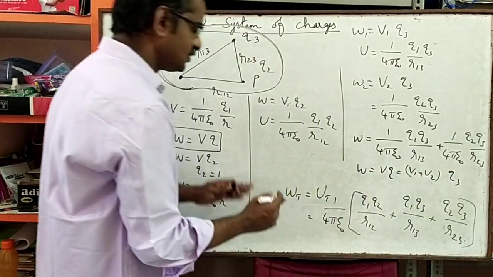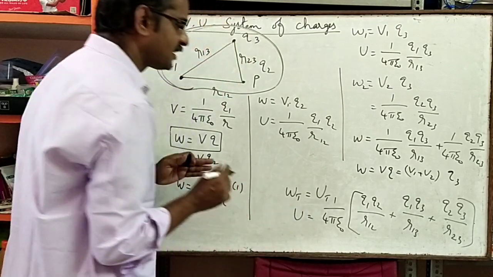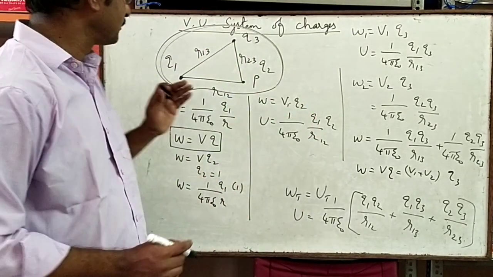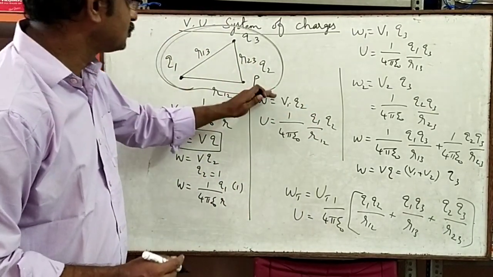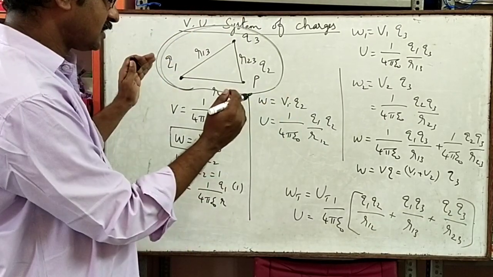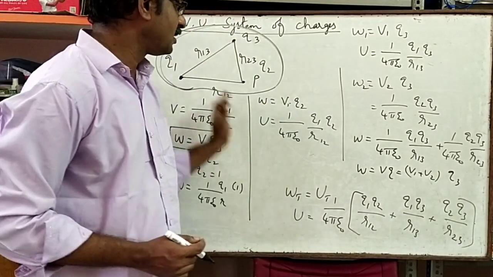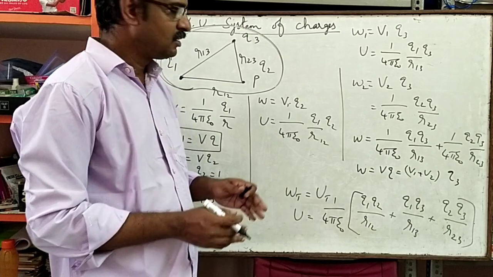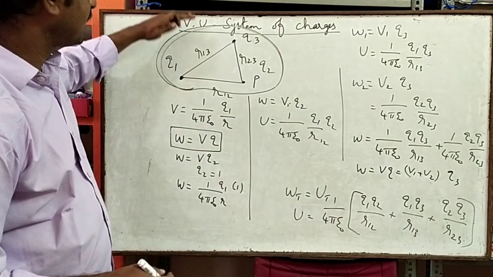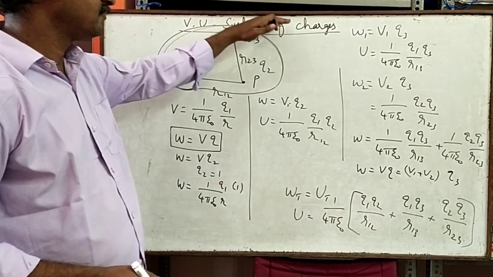This is the total electrostatic energy of the system in bringing Q1, Q2 and Q3 together. This is the total work done to bring all the three charges together. This is electrostatic potential energy of system of charges.